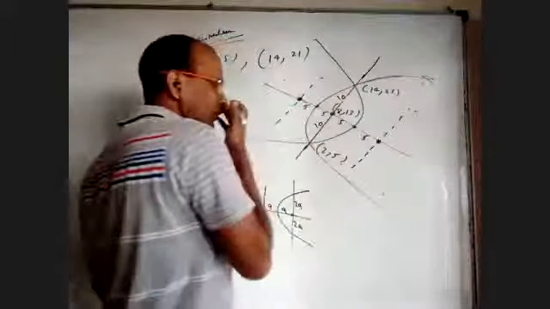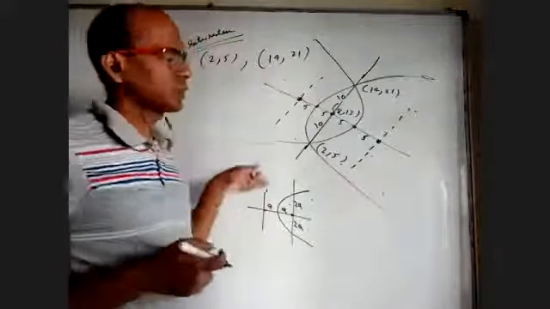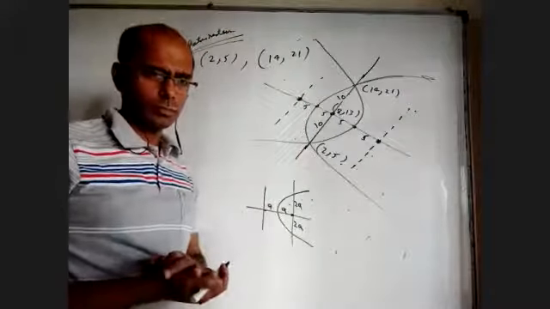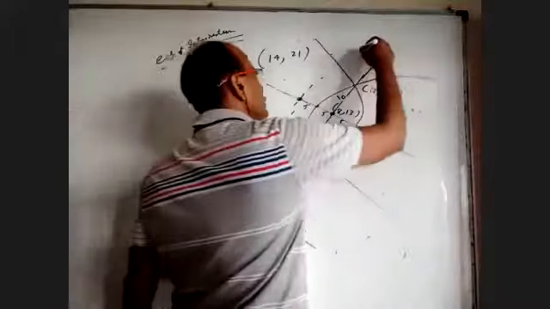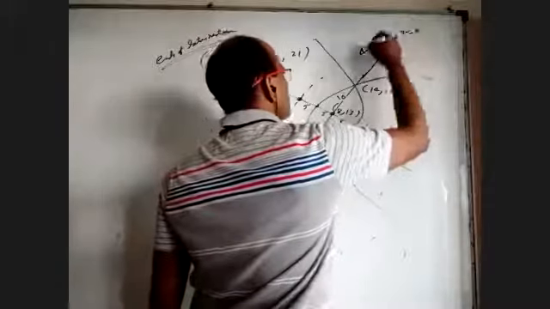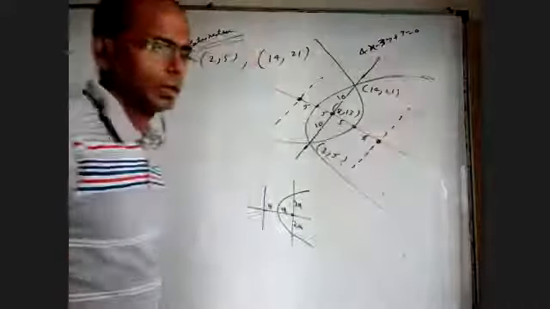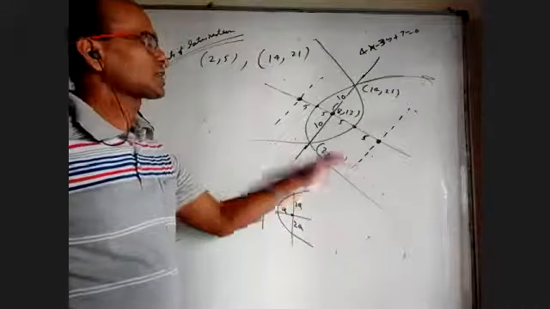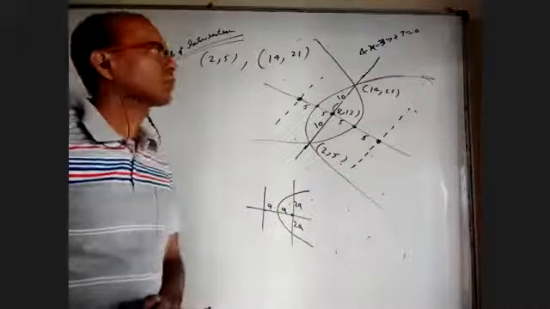What is the given line equation? That is the latus rectum. 4x minus 3y plus 7 equal to 0. Okay, 4x minus 3y plus 7 equal to 0. Okay. Now parallel to that at a distance of 10 units.